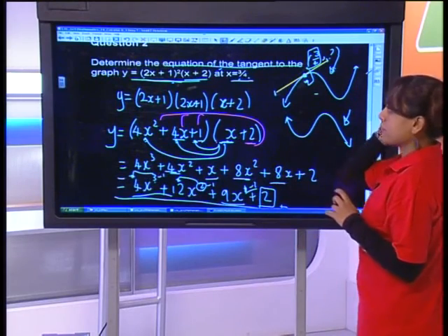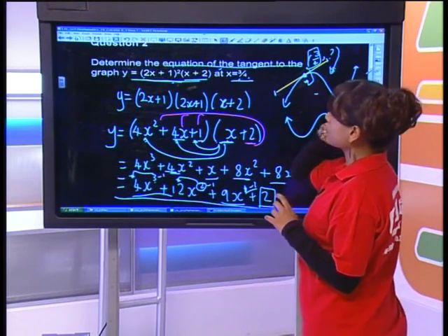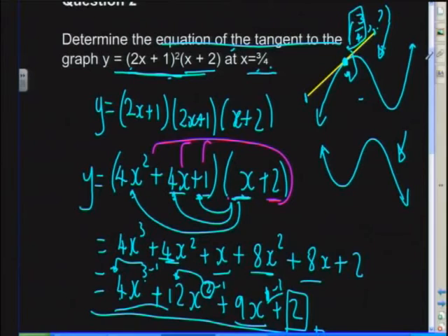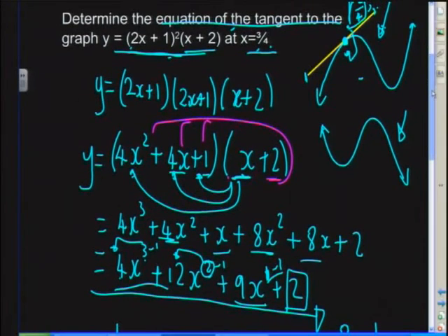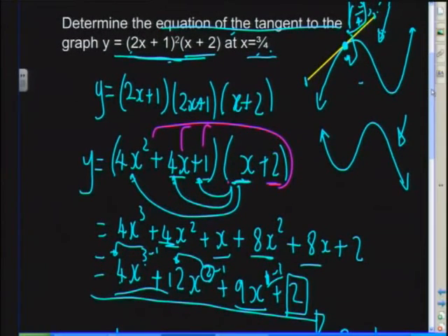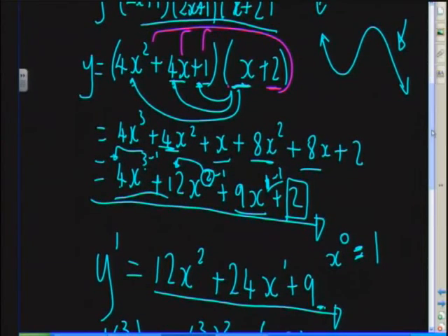We were asked to find the equation of the tangent to the graph at the point x is equal to 3/4. So what I did is I took the equation that they gave us of the graph, I multiplied it all out, and I got a cubic expression: 4x cubed plus 12x squared plus 9x plus 2.